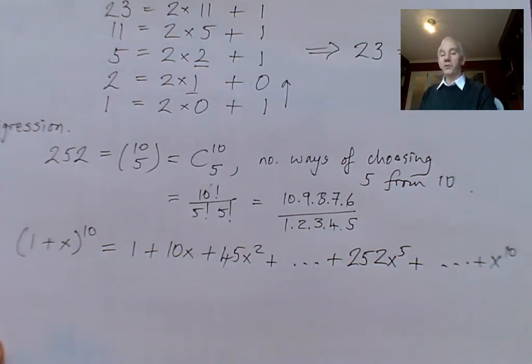You also see this number in the middle of Pascal's triangle because the binomial coefficients are tabulated by Pascal's triangle, which I won't write down, but this is one of the middle coefficients you'll find in the 10th or 11th row of Pascal's triangle.